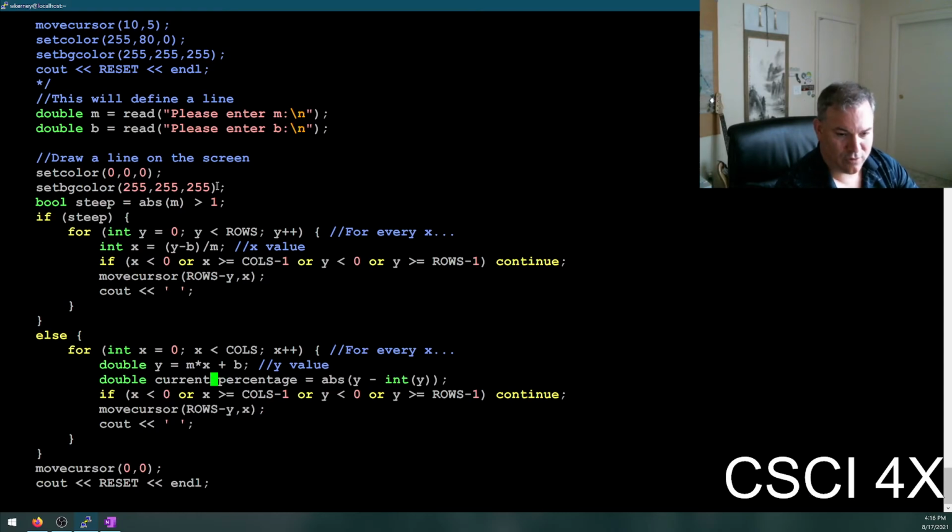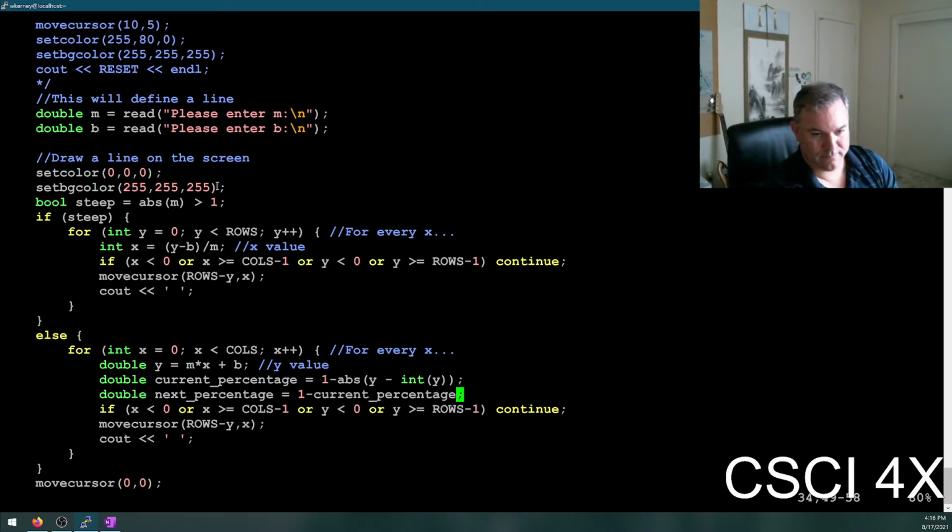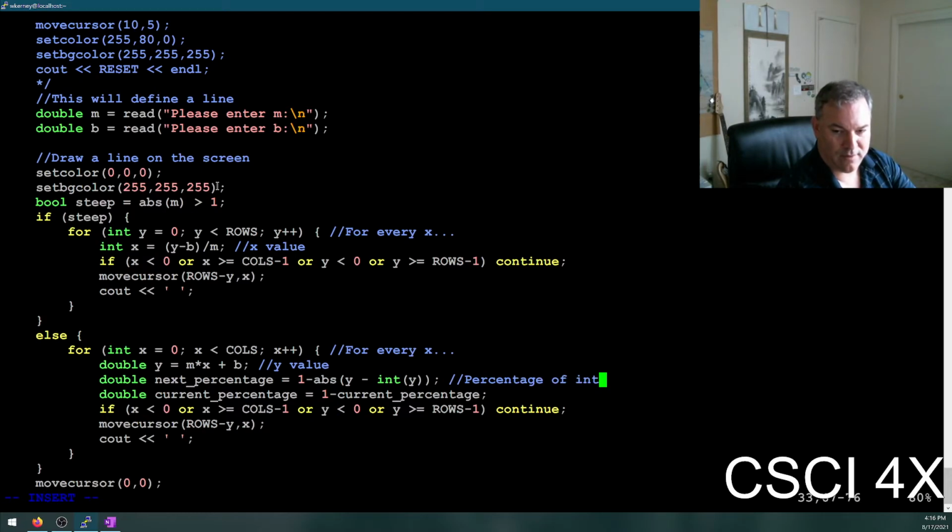Current percentage is that, and double the next column percentage is 1 minus current percentage. Or I could just do it like this. So this is percentage of intensity for the current column, and this is the percentage intensity for the next column.